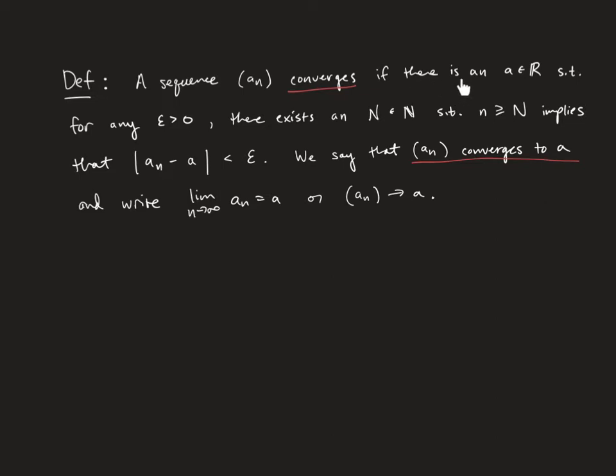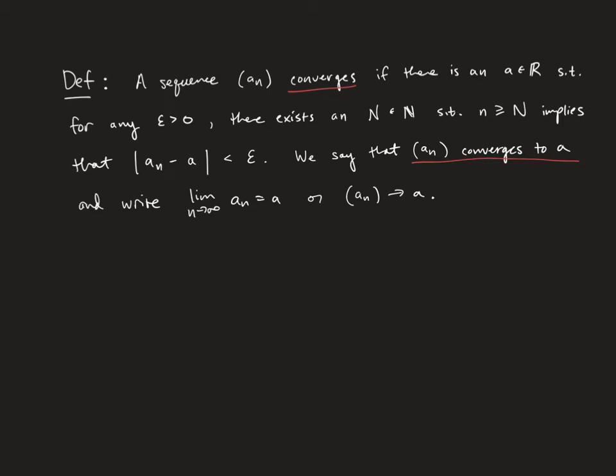All right, so our sequence converges if there's an a in the real numbers such that for any epsilon greater than 0, there exists an N in the natural numbers, so that when little n is greater than or equal to big N, the a_n's are within epsilon of a. In other words, given this epsilon greater than 0, you have to be able to identify the tail of the sequence, such that everything after that point is within epsilon of this a.